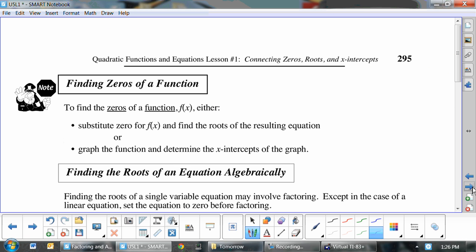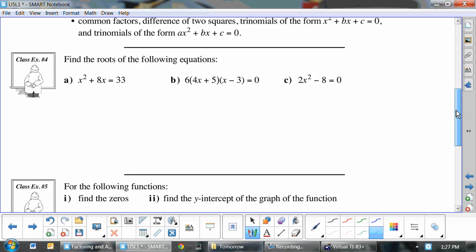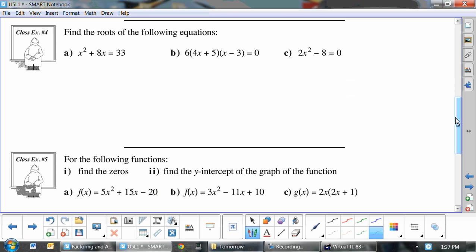Okay. So we know that there's two methods to finding the zeros. We can graph it, or we can do it algebraically. Like I said before, graphing is great for multiple choice questions, and it's also good for checking your work. But if it was a written response, unless it specifically said use your calculator or graph it, I would definitely do it algebraically. So let's do C.